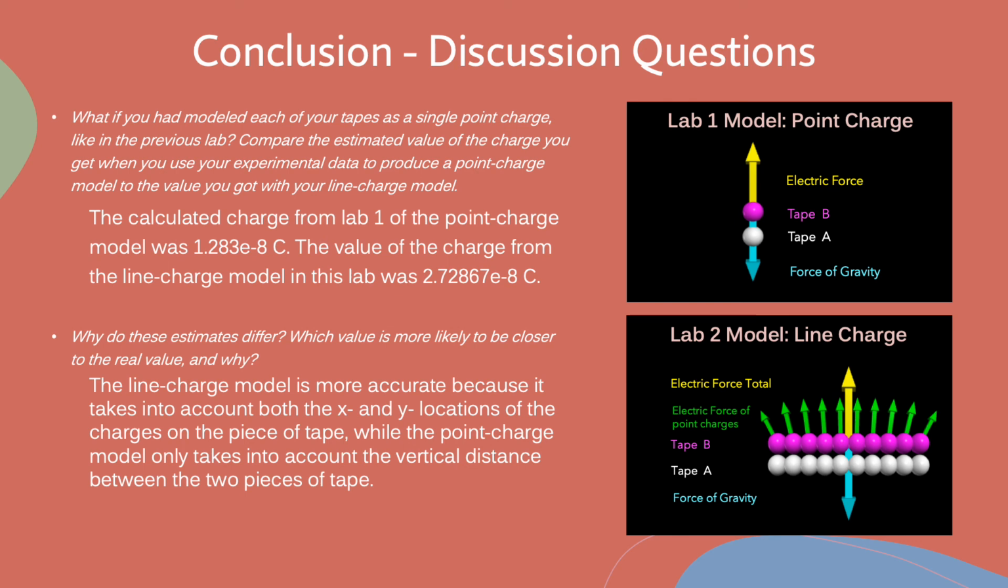Why did these estimates differ? Which value is more likely to be closer to the real value, and why? The line charge model is more accurate because it takes into account both the x and y locations of the charges on the piece of tape, while the point charge model from Lab 1 only takes into account the vertical distance between the two pieces of tape.